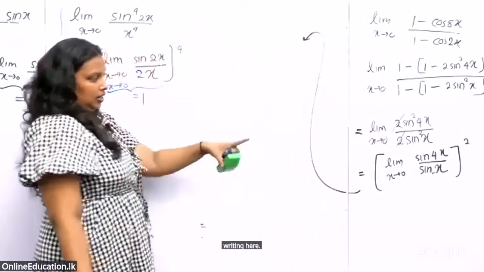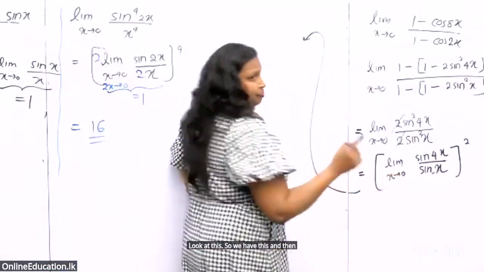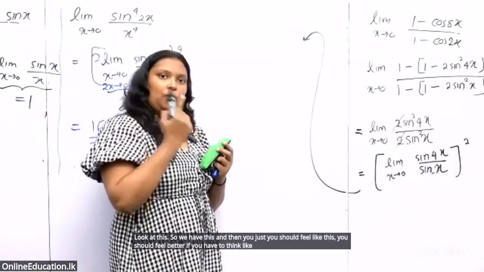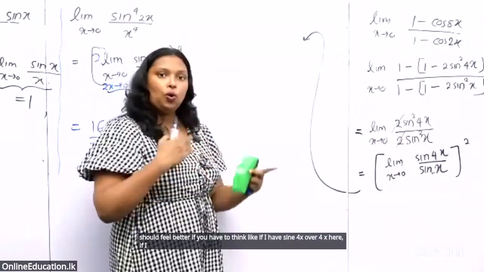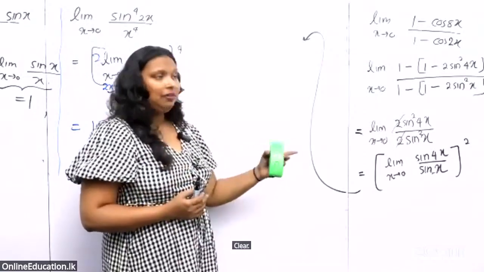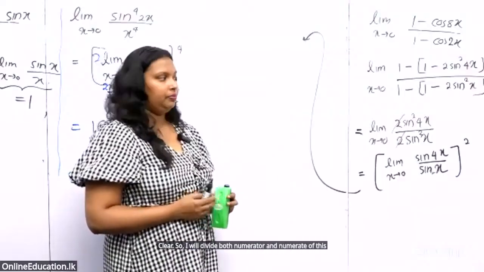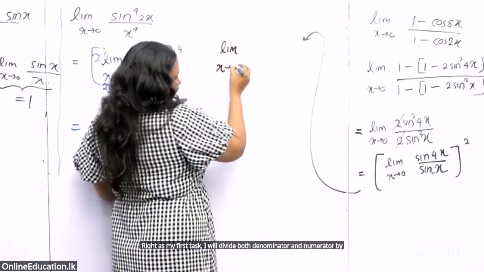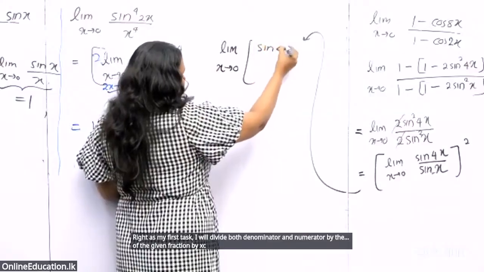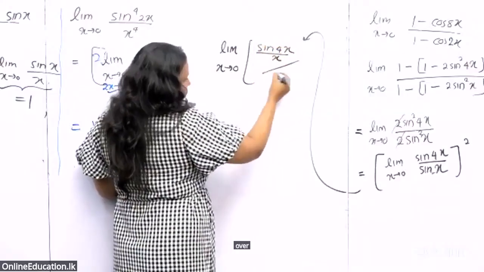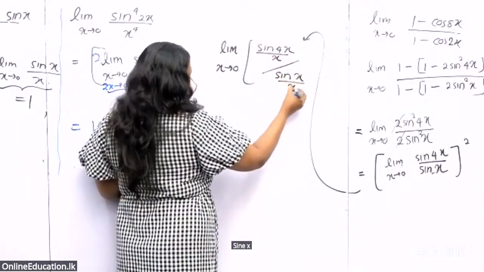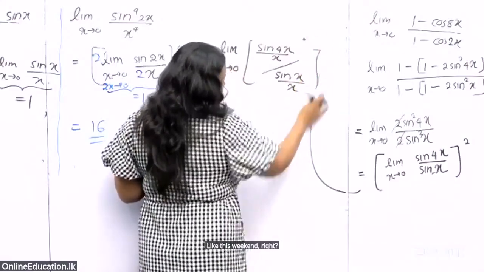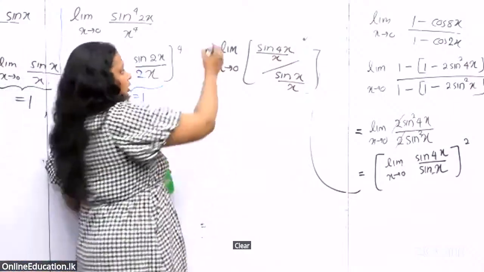Right, look at this. You should feel better if you have sine 4x over 4x here, and sine x over x here, clear? So as my first task, I will divide both the denominator and numerator of the given fraction by x. See? Sine 4x over x, over sine x over x. Like this we can write. Clear?